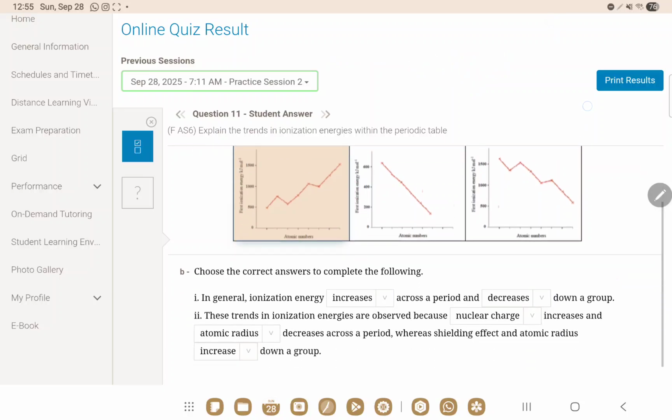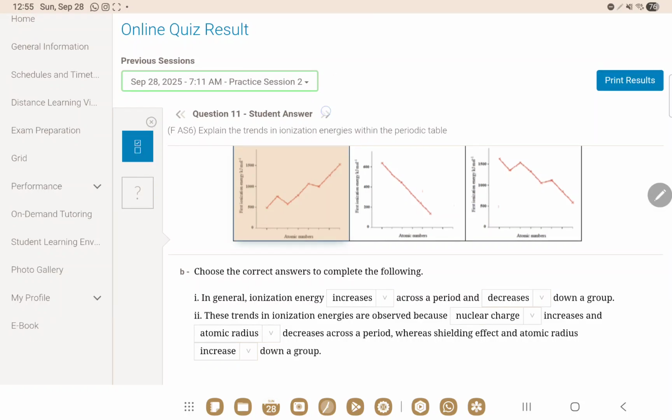Now, next question. In general, ionization energy increases across a period and decreases down a group. This is because the nuclear charge increases, whereas the shielding effect stays the same and the atomic radius decreases. We know this because they're pulled more strongly together. Shielding effect and atomic radius will increase down a group because you have more shells. Higher effective nuclear charge.